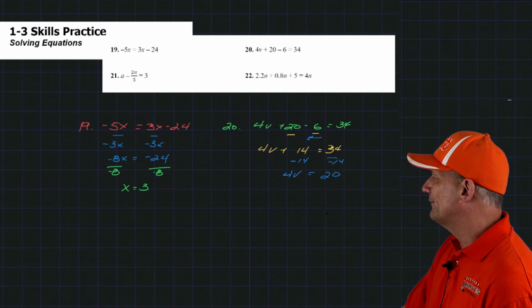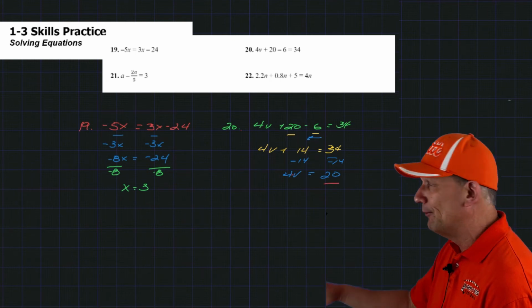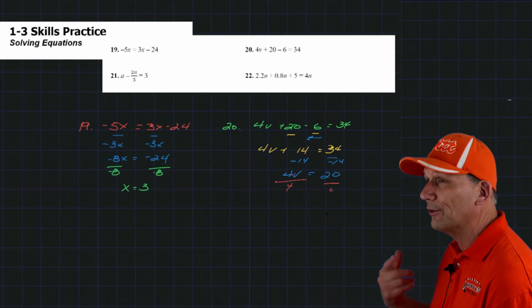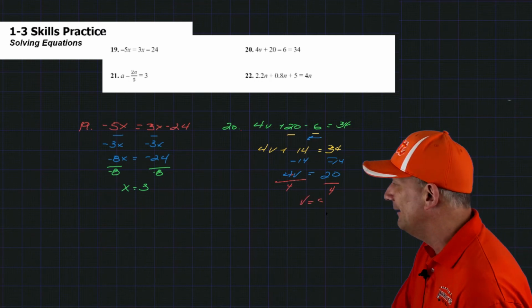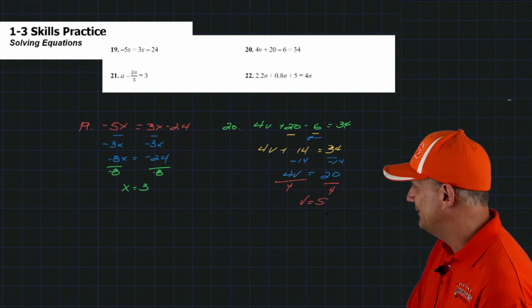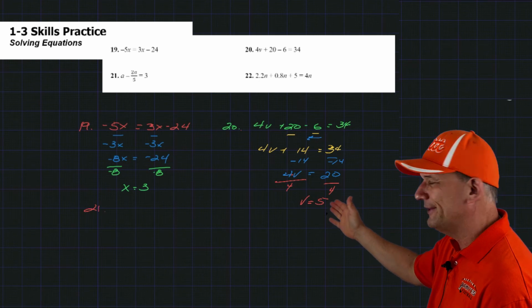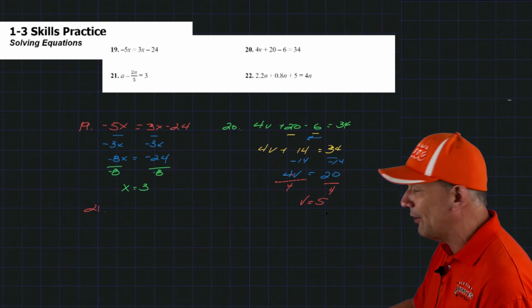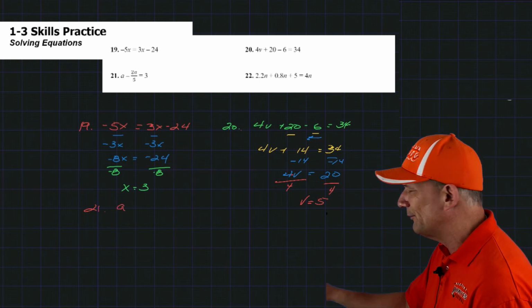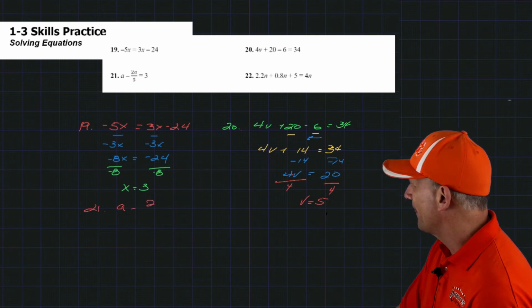You get 20. Then we have 4 times v equals 20. They multiply by 4. What are we going to do? We're going to divide by 4. And in the end, v is 5. And you can see, we're always going to do the opposite. We're always going to undo what they do. We're always going to start with the answer and work backwards.